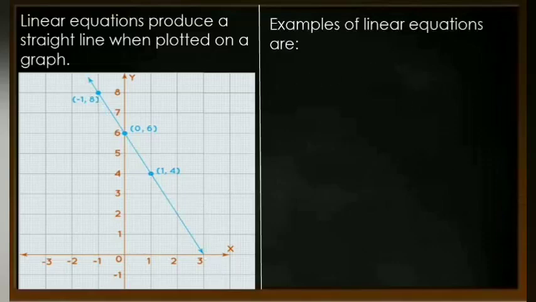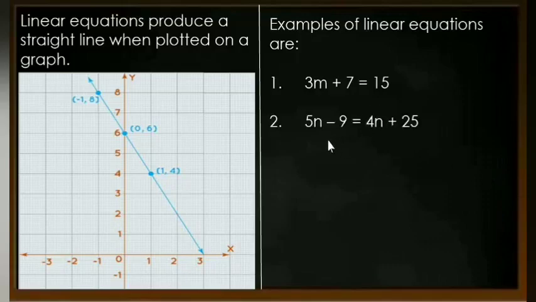Examples of linear equations are 3n plus 7 equals 15, 5n minus 9 equals 4n plus 25, and 3x plus 2 equals 8x plus 10. These are just examples of linear equations. And I've brought out these examples so that we can see the peculiar characteristics of linear equations. One of the criteria for an equation to be linear is that the highest power of the variable should not be greater than 1.